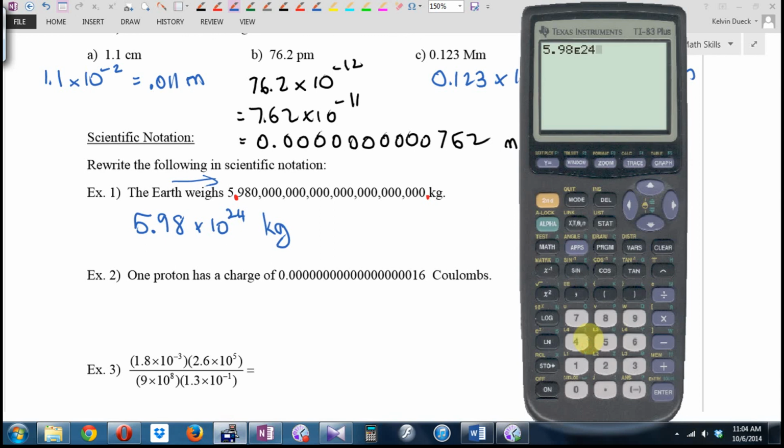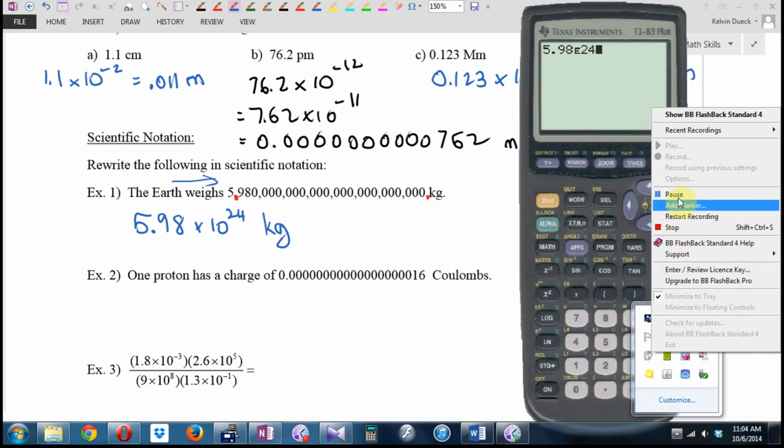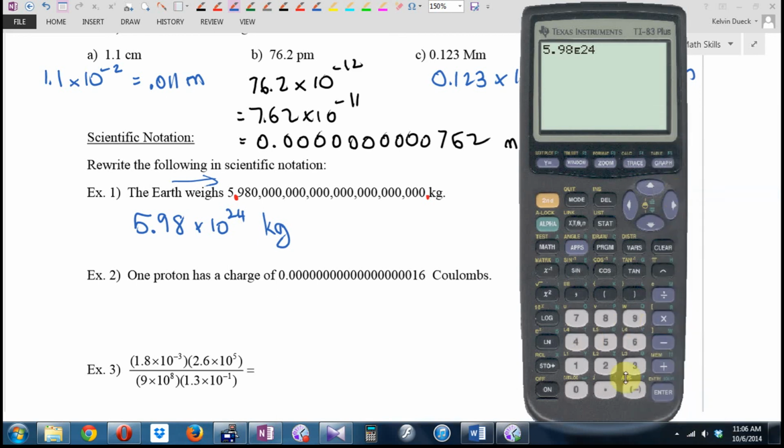You'll notice I did not press times. I did not type 10. I did not hit to the power of. So find that. If you can't find your scientific notation button, now is the time to ask me. And then just to see what your calculator looks like, if you hit enter, it should show you what scientific notation looks like. Okay?